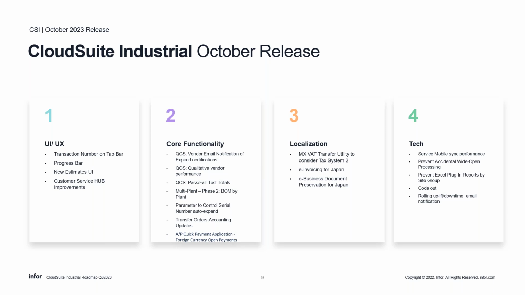So we may have found a way that we don't have to rename them to hub pages, but right now that is the term we're using. And the first one that will be delivering in October is customer service. And I do have a quick little example of that. We also have a number of updates for that quality module, which I mentioned. So we'll continue to see rollouts for that: vendor email notification of expired certifications, qualitative vendor performance, pass, fail, test totals. We also will have an update for multi-plant.